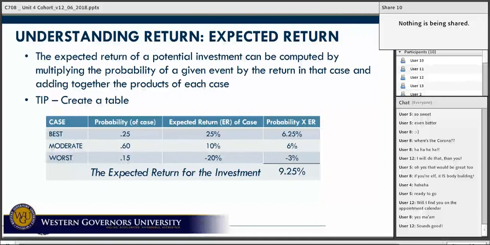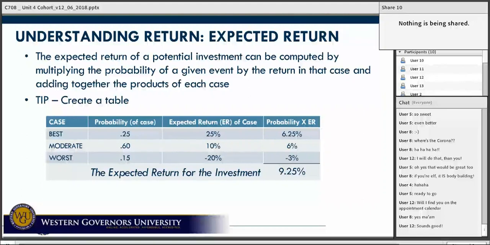Now, all we need to do is multiply the probability by the expected return to get the probability weighted return for that case. So we get 0.25 times 0.25 is equal to 6.25. 0.60 by 0.10 is 6%. And then 0.15 by -20 is -3. When we take the sum of these, the expected return for this investment is 9.25%.